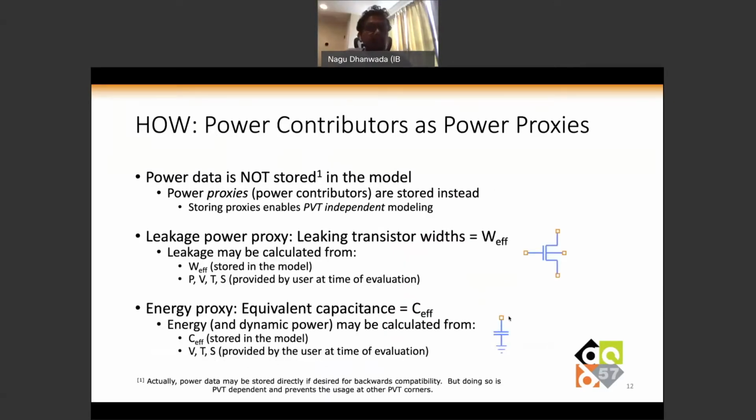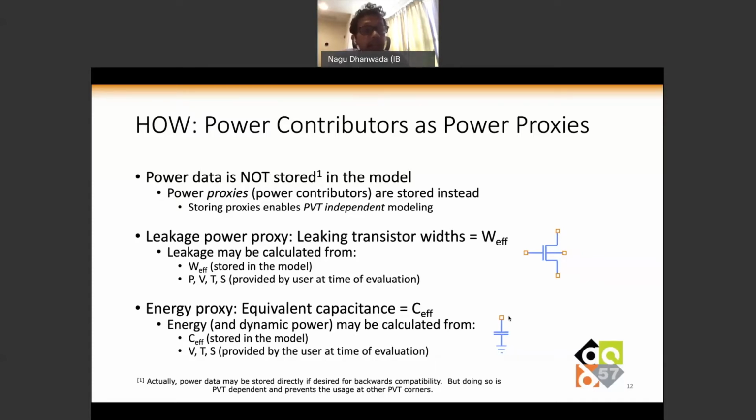Now, a little bit onto the how part of it, right? So think of power contributors as nothing but power proxies, right? So in a traditional power model, the power data is actually stored in the model, right? But here, the power data is not stored in the model. Instead, the contributors to power are stored in the model, right? So think of structural aspects of the design being stored rather than evaluating the power and storing the power in the design, right? So an example of these power proxies is a leakage power proxy, which is essentially, let's say, leaking transistor width, right? And that is the one part which is actually stored in the model itself.